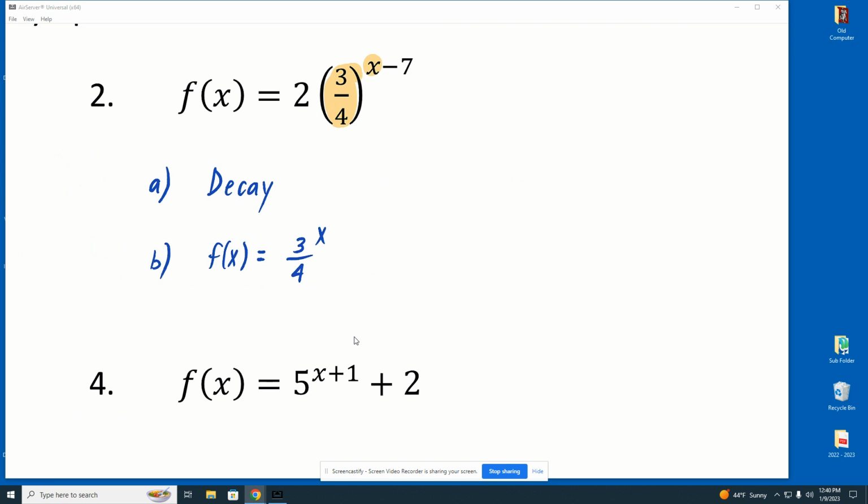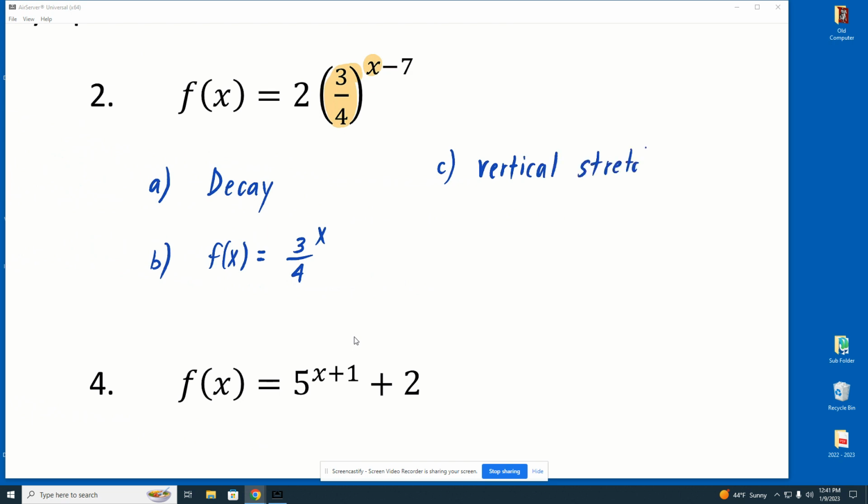Everything that's not whatever that base is to the x power is what we call a transformation. Why is it decay? Because that base of that exponent, 3/4, is less than 1. Why wouldn't it be 2? Because that 2 is the a value that's out in front. That a value out front is affecting your decay or growth. So that 3/4 is your base, telling you it's decay. The 2 out in front is telling you that it's taking this graph that's decaying and vertically stretching it.